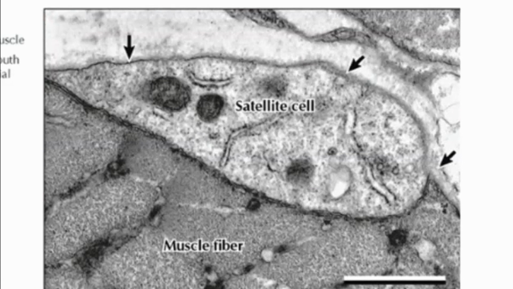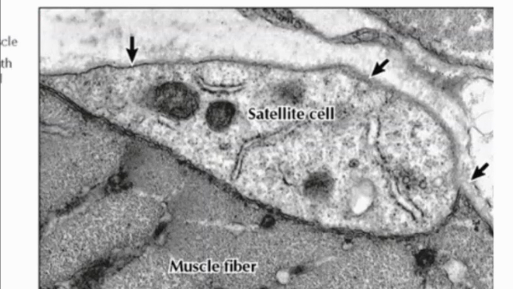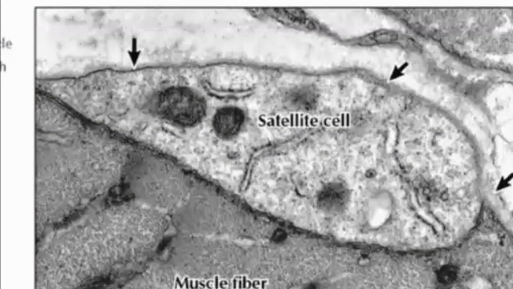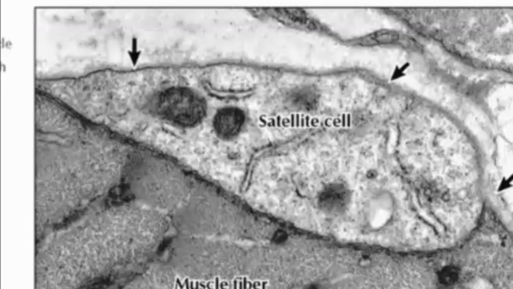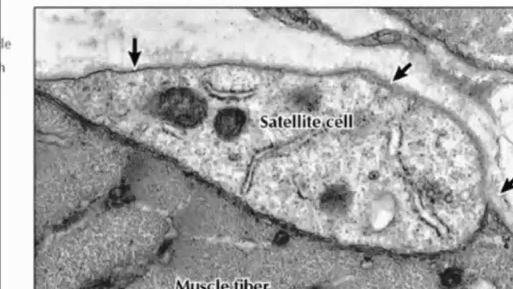This is showing the satellite cell on a muscle fiber, an electron micrograph of skeletal muscle. You have the nucleus here, the big nucleus. You have a lot of free ribosomes in the cytoplasm, as expected. Smooth endoplasmic reticulum and rough endoplasmic reticulum are going to be in this. Remember, the satellite cell is not the muscle cell or the muscle fiber.